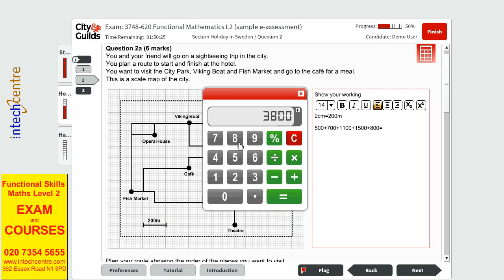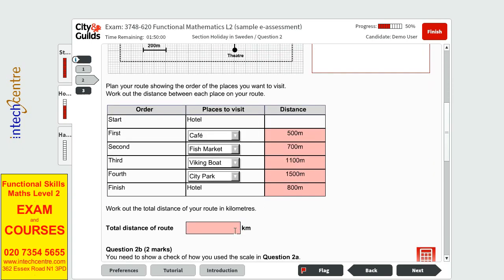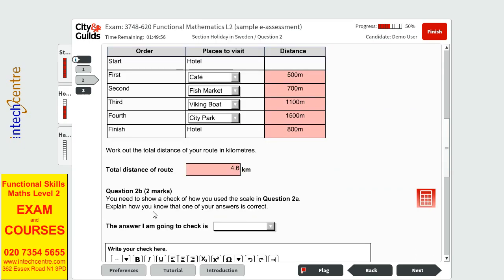1500 and then 800. This is in meters, right? And then we divide by 1000 to get kilometers. Divided by 1000 will give us 4.6 kilometers. You don't have to put the unit there as long as you have it there. They've already put this down for us.